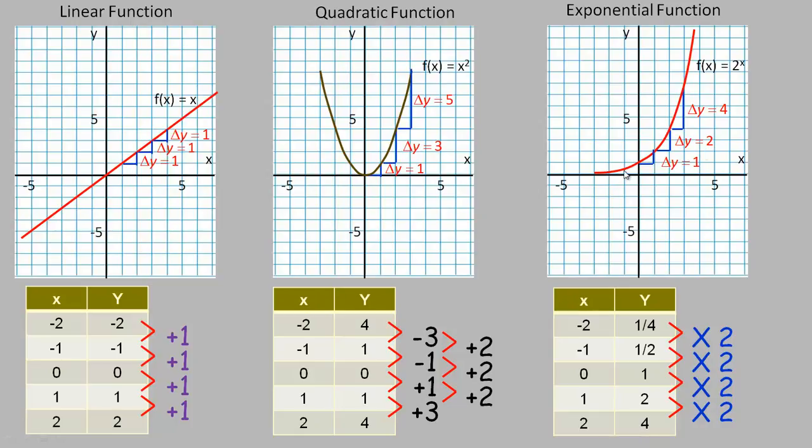And the shape is quite different from the quadratic and the linear. So that's some of the characteristics of exponential functions and how they are similar or dissimilar from the linear functions and quadratic functions. And that's the end of the tutorial.